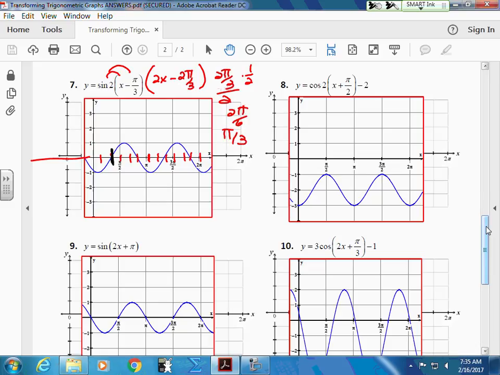So I'm going to start here, but my frequency is 2, which means I have to make 2 curves in 2 pi. So let's see where they're going. They're going to start here, and they're going to continue past this. They're going to go 60 degrees past this.